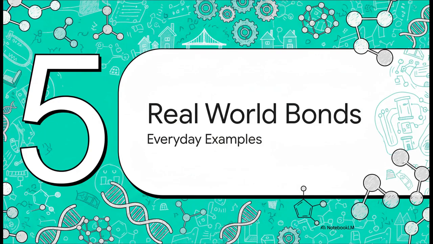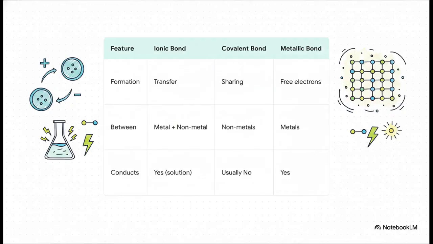And finally, Section 5, bonds in the real world. Here is a nice, clear, visual summary of the 3 bonds we've covered. Honestly, I'd highly recommend pausing right here just to lock in your understanding. So you've got ionic bonds, formed by electron transfer between a metal and nonmetal, which conduct electricity when dissolved. Then you have covalent bonds, formed by electron sharing between nonmetals, which usually don't conduct. And lastly, you have metallic bonds, formed by that sea of free electrons strictly between metals, making them fantastic conductors.